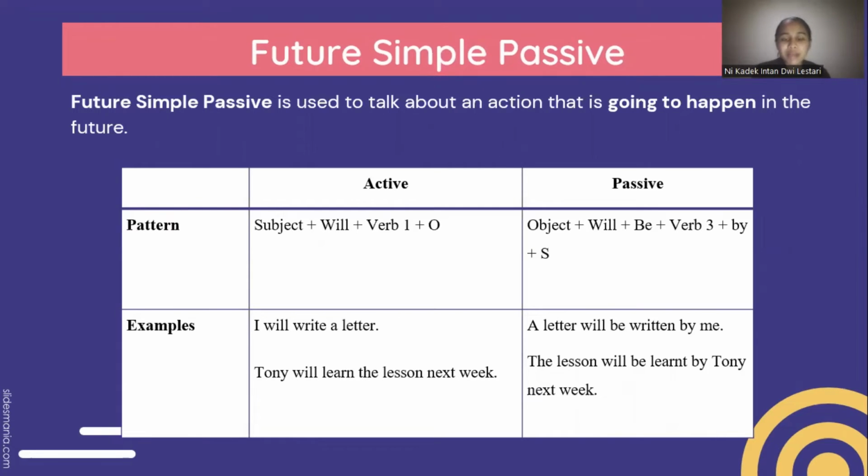For the examples: I will write a letter. A letter will be written by me. Tony will learn the lesson next week. The lesson will be learned by Tony next week.